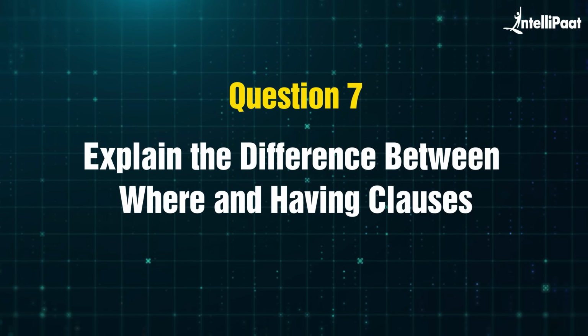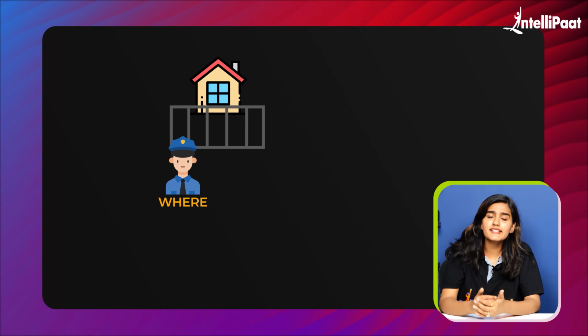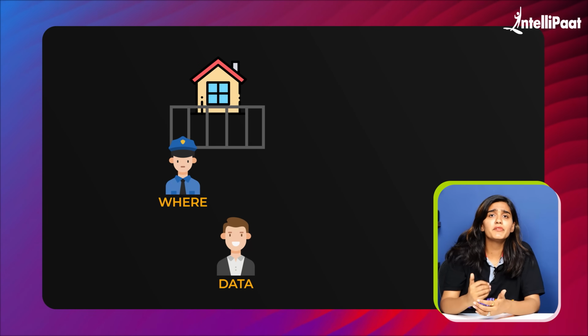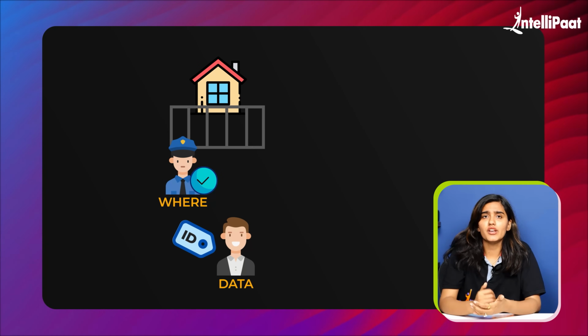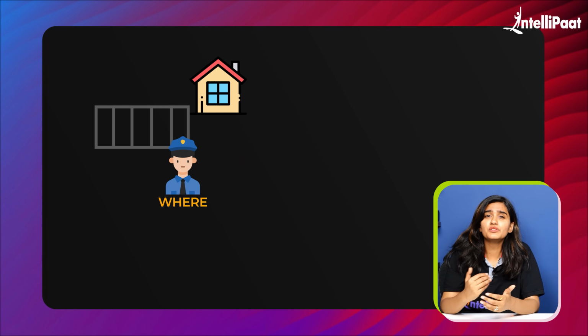In short, group by is like grouping your data into meaningful summaries, while order by arranges data in the order you want to view. Moving ahead with question number 7, which is explain the difference between where and having clause. Where clause is like filtering before grouping. Think of the where clause like a watchman at the society gate. So before anyone gets inside, in our case SQL, before any data is grouped, the watchman checks the ID or the condition and only lets in those who belong to that society.